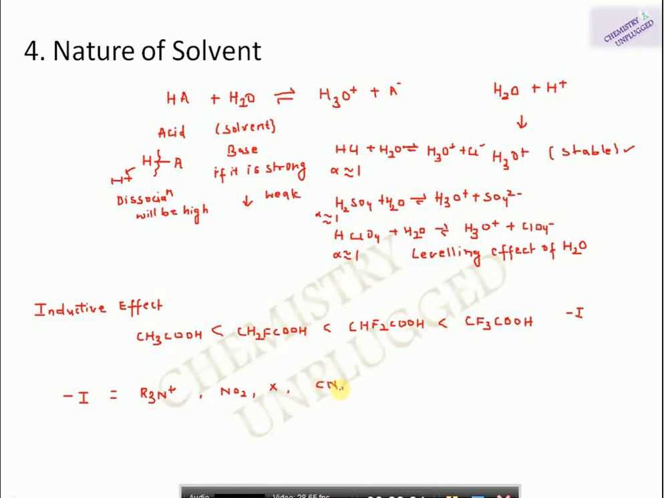The groups showing the minus I effect are R3N+, NO2, halogens, nitrile group, SO2R group, and CO2R. All of them show the minus I effect. So when they are attached to an organic molecule, their acidic nature will increase. Another factor is how close these negative I effect causing groups are to the proton. If they are close to it, then the acidity will increase, and if they are far, then the acidity will decrease. Next examples are phenols.